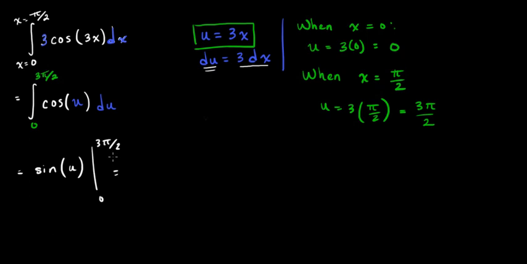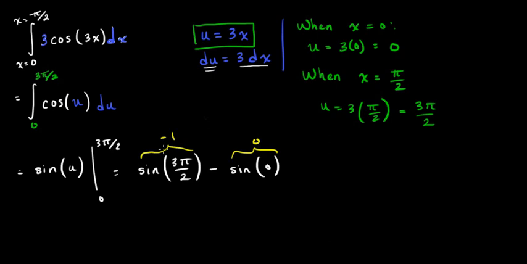And now using the fundamental theorem of calculus, we have the sine of 3 pi over 2 minus the sine of 0. And again, just remembering your unit circle, sine of 3 pi over 2 is just negative 1. Sine of 0 is 0, so we have negative 1 take away 0, so our final answer here is just negative 1.